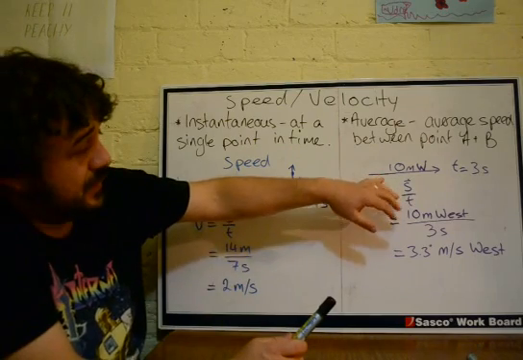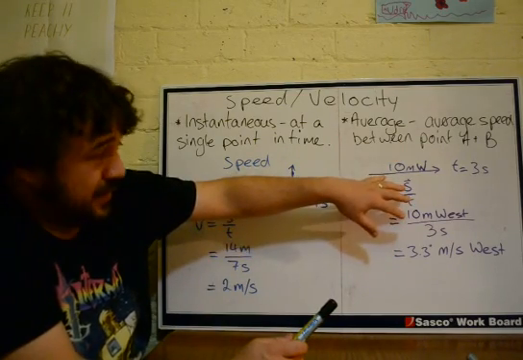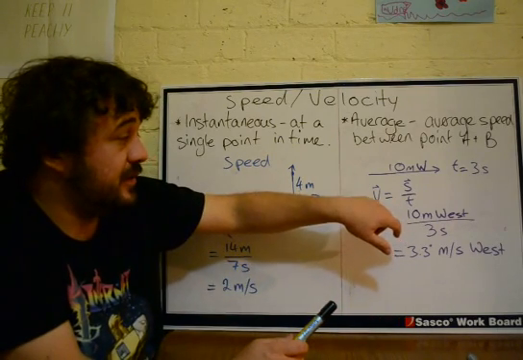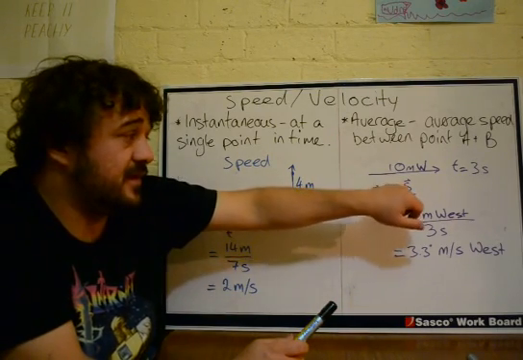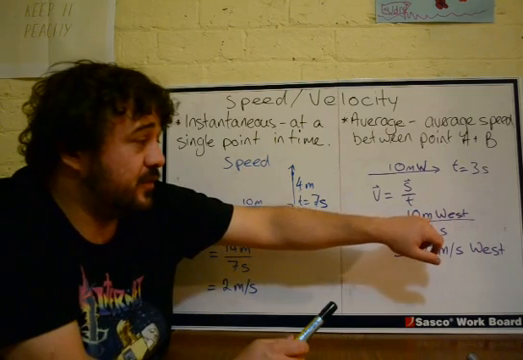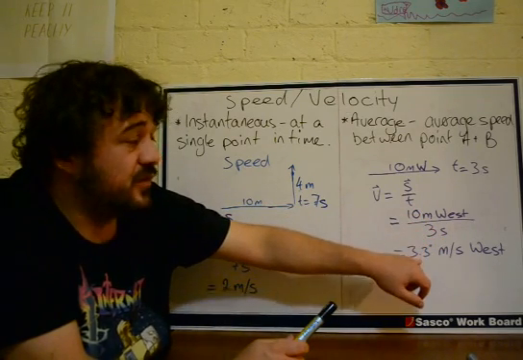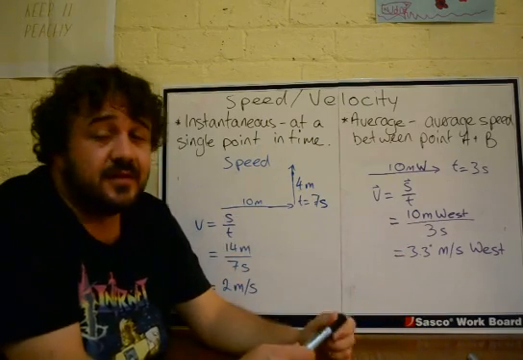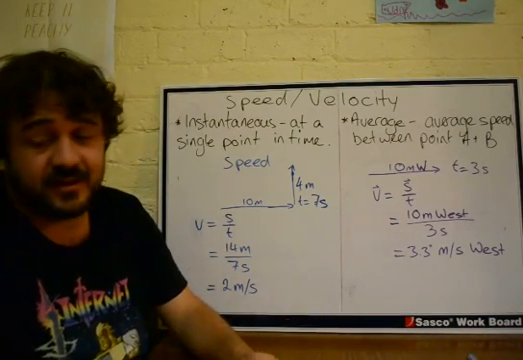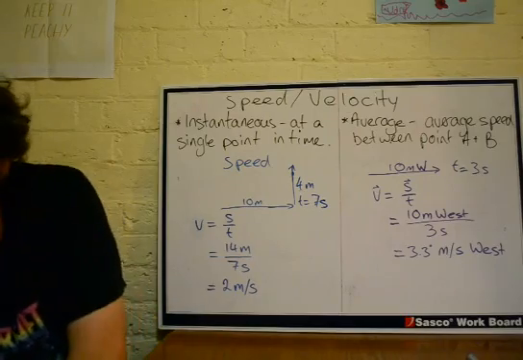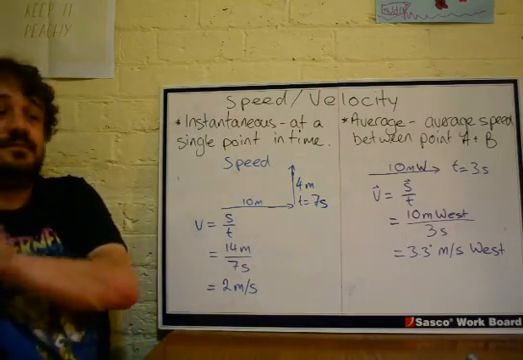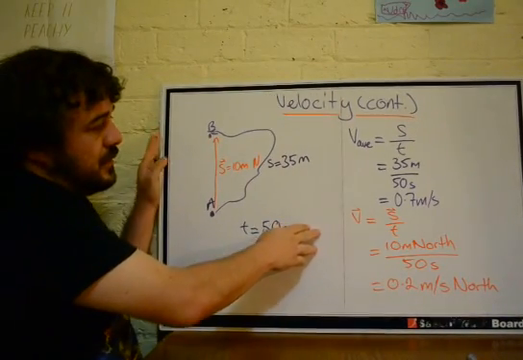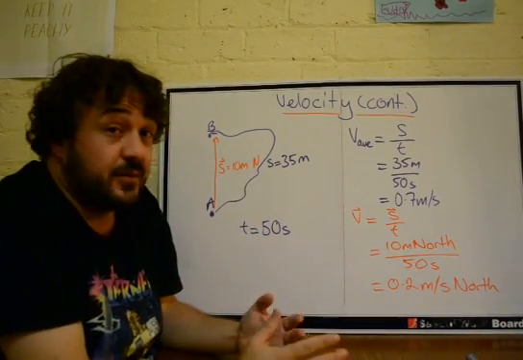Okay. Now this one's a bit simpler, 10 meters west, and they've done it in 3 seconds. So the velocity is the displacement over time, which is 10 meters west divided by 3 seconds, which gives us 3.3 repeating meters per second west. So that's how those calculations are done really simply. And then we'll include this one, to go through velocity just a little bit more.